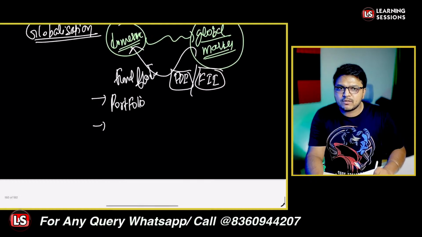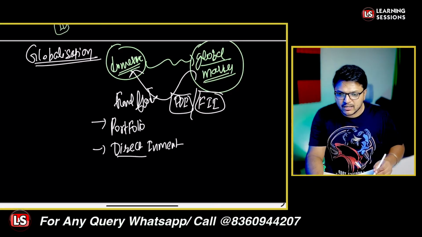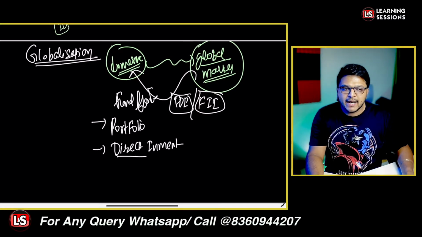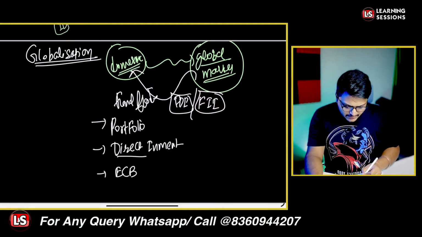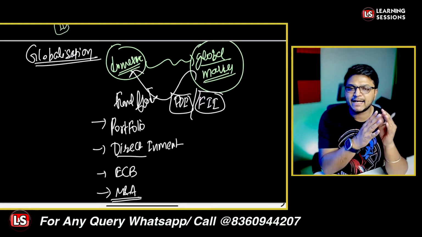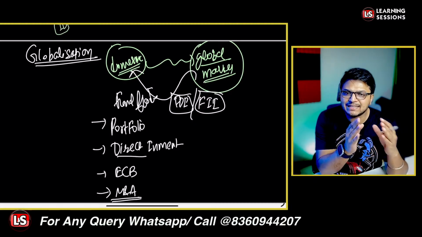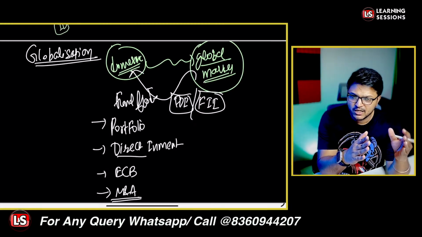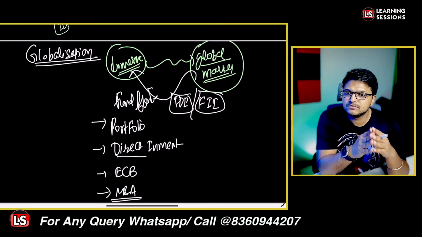It could also be related to direct investment, where investors put direct money into different companies, like in the case of FDI. It could also be related to ECB, that is external commercial borrowings. It could also be related to mergers and acquisitions of domestic and foreign entities. It could also be payment for technology transfer, royalties or financial services, etc. So these can be the different ways money can flow from foreign countries into India.